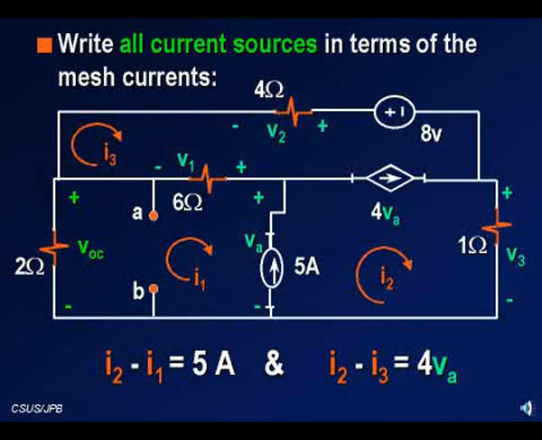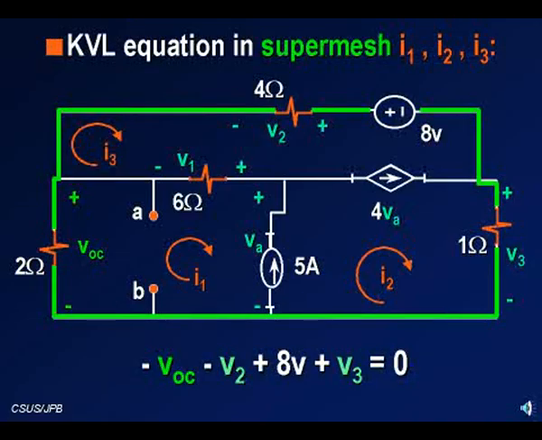First thing I do is, of course, we have 2 current sources, so we're going to be writing the current sources in terms of the mesh currents. For the 5 amp independent source, we have I2 minus I1 equal 5 amps. And for the dependent source, we have I2 minus I3 equal to 4 VA. And we know that for mesh, if we have 2 current sources, we are automatically going to get 2 equations, 1 per current source. So that's the first thing we typically do. So we have 2 equations. We need 1 more. Where is it going to come from? It's going to come from the super mesh.